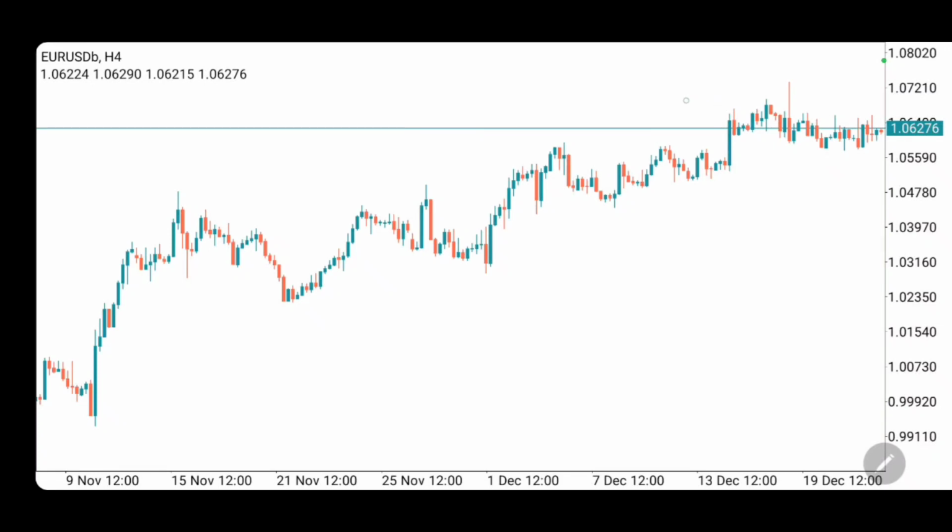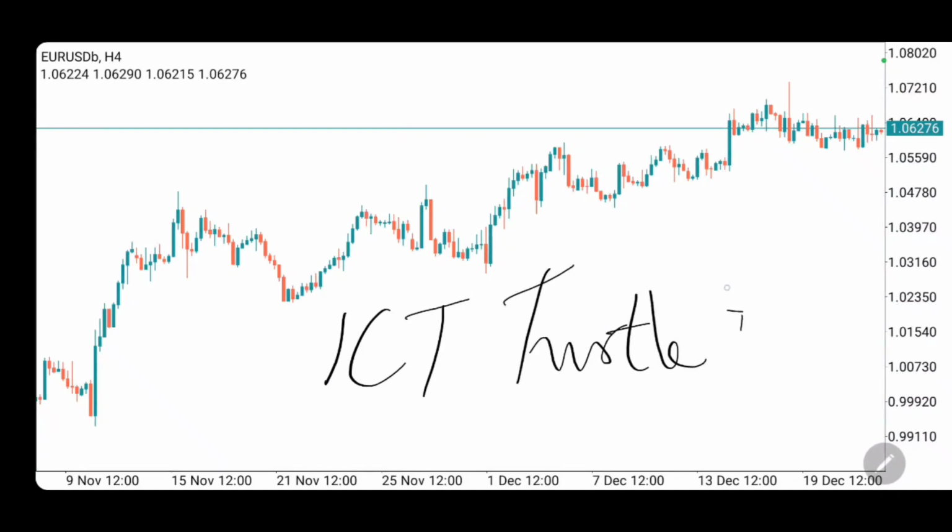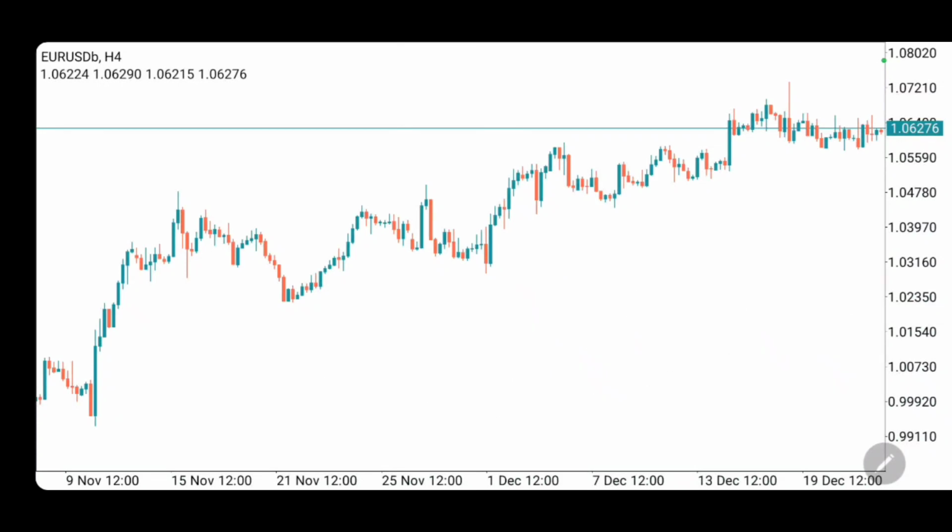So today we are considering how to trade the ICT turtle soup strategy. All right, so what is the meaning of turtle soup? In simple terms, turtle soup means stop hunt. Turtle soup means stop hunt. So actually it is a movement. Turtle soup is a movement that is used to neutralize liquidity.